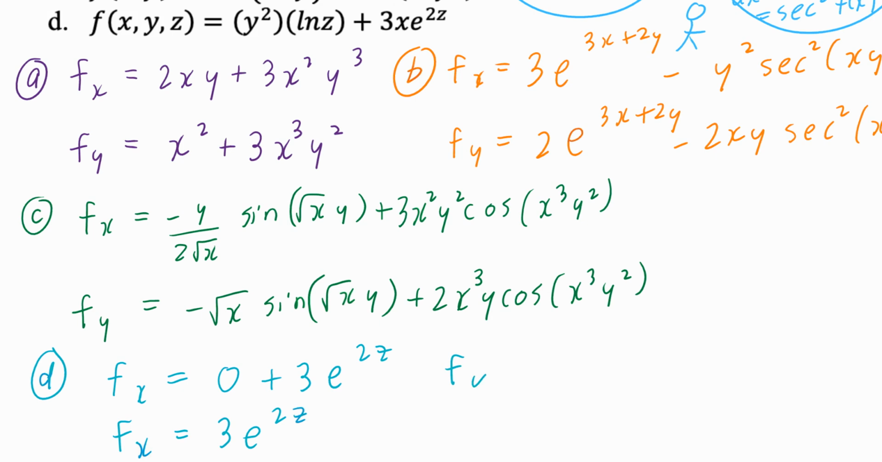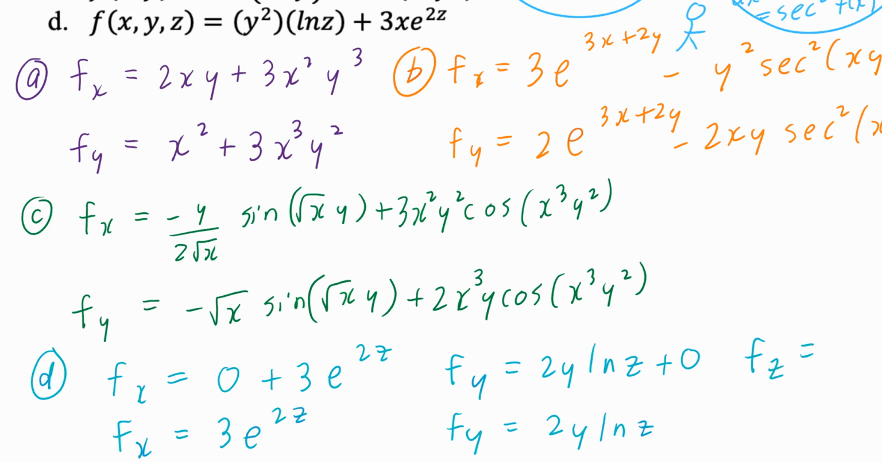Now, if I'm looking for the partial derivative with respect to y, again, this means x and z are constants. So again, x and z are constants. I go back. When I take the derivative of y squared, that's going to be 2y times ln of z. Since x and z are constants, when I differentiate this second part, it's going to be nothing. Or this basically is going to be 2y times ln z.